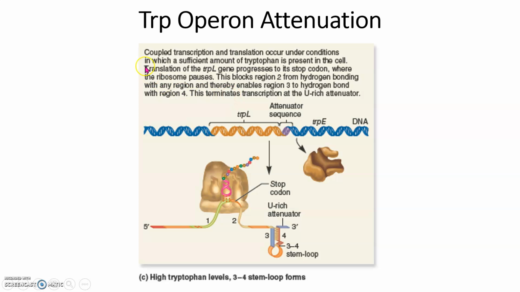Then we have transcription and translation coupled again, but now we have a lot of tryptophan. So because we have a lot of tryptophan here, we're not going to stall in the same way we did before. Okay? So now we're going. 1 doesn't bind to 2 and 2 doesn't bind to 3. That leaves 3 to bind to 4. Well, 3 binds to 4, attenuator sequence, this is going to stop. Right?